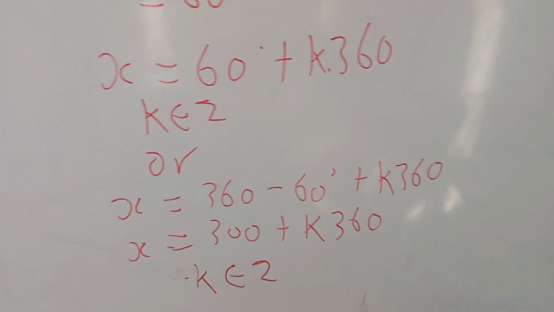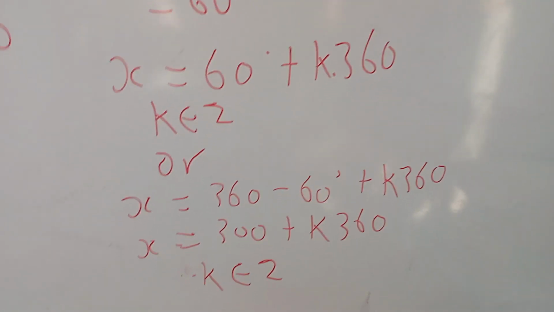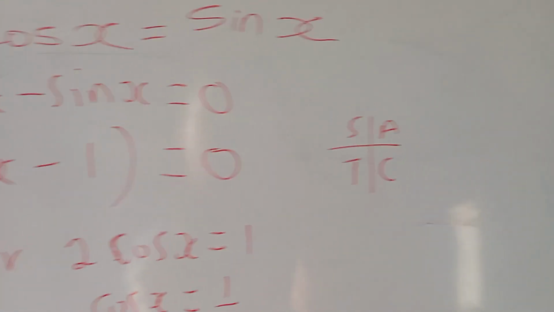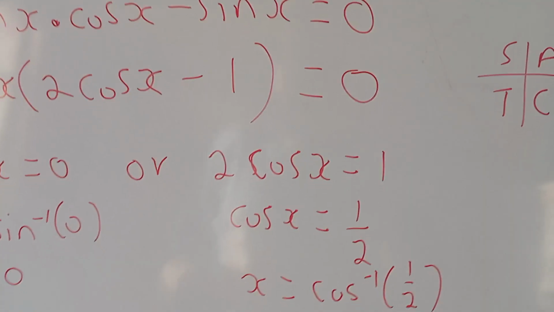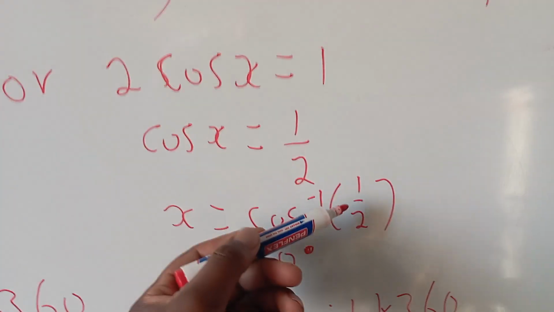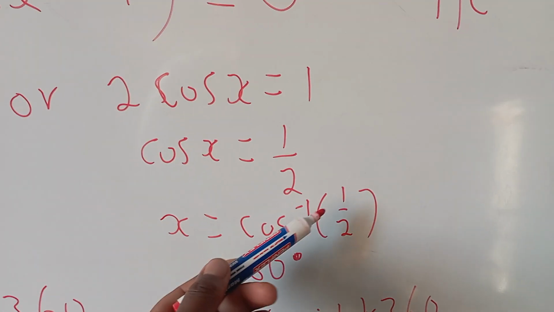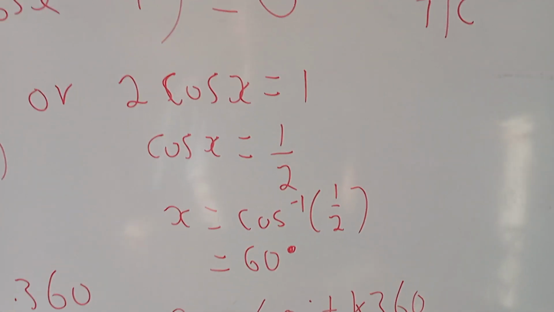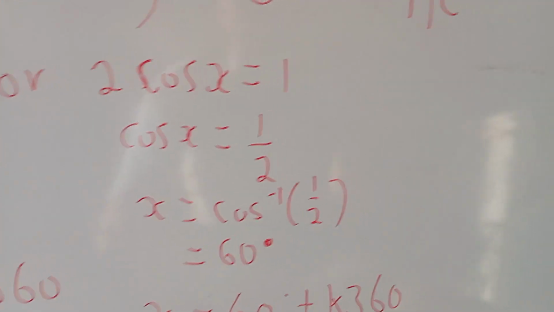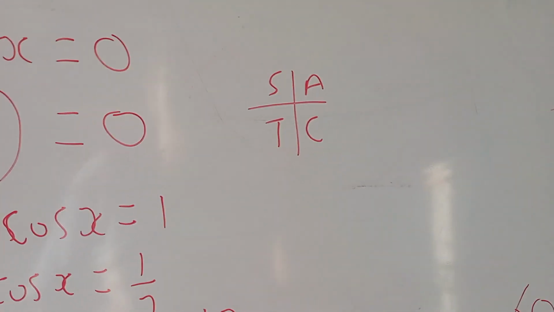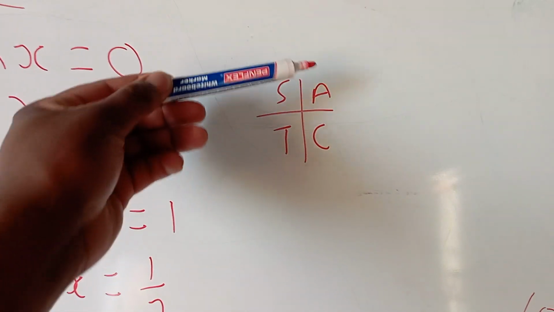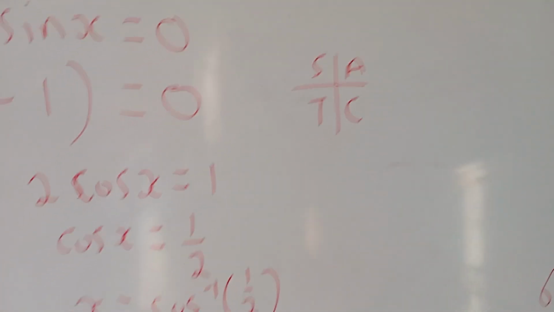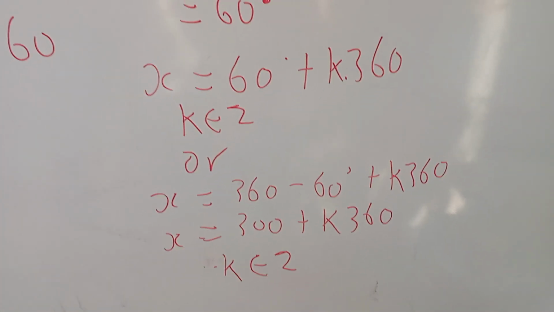So this is how you can do general solution. Like you check where is it, if you have a positive number, you check here, which means if it was negative 1 over 2, we're going to check where is cos negative. But because we have 1 over 2, then we check where is cos positive. So cos is positive in the fourth and the first quadrant. Right. So this is how you do general solution.